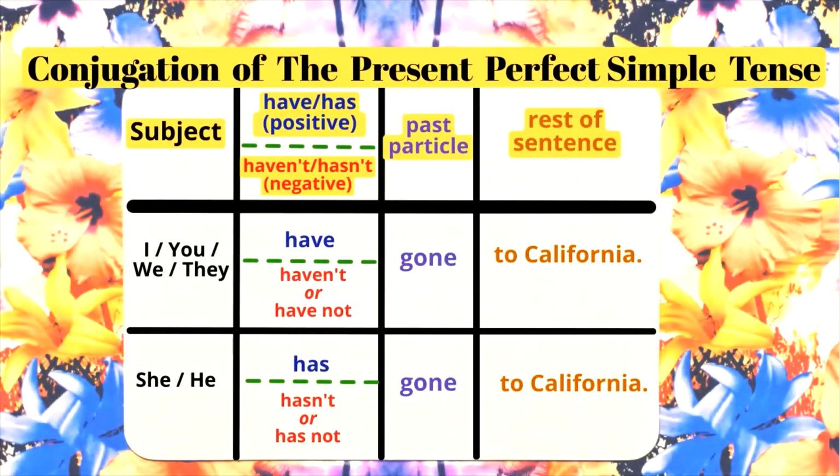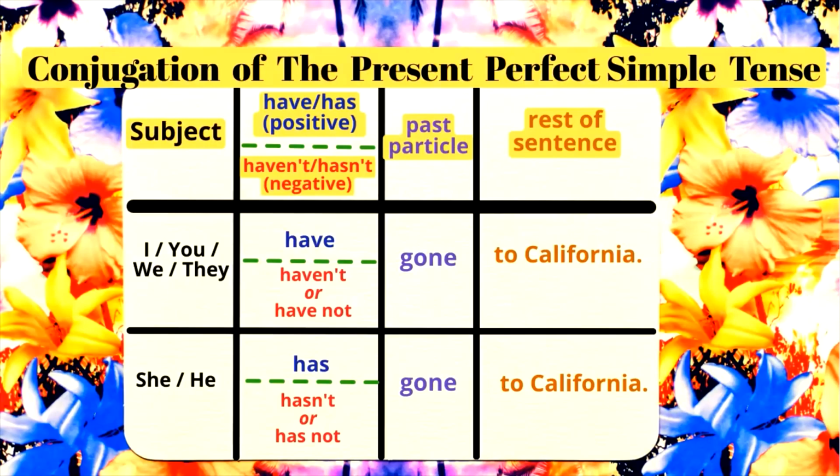Now let's see the conjugation of it in order to form a sentence. So we need the subject plus have or has if it's a positive sentence, plus the past participle, plus the rest of the sentence. If it's a negative sentence, it'll be the subject plus haven't or hasn't, or you can do the longer format, have not or has not, plus the past participle, plus the rest of the sentence. For example, you have gone to California. We have gone to California.